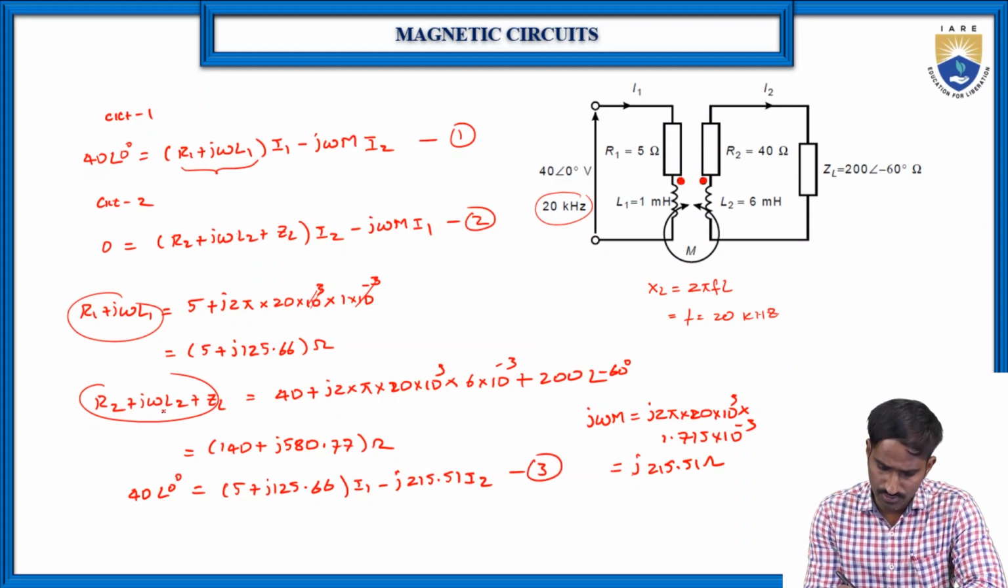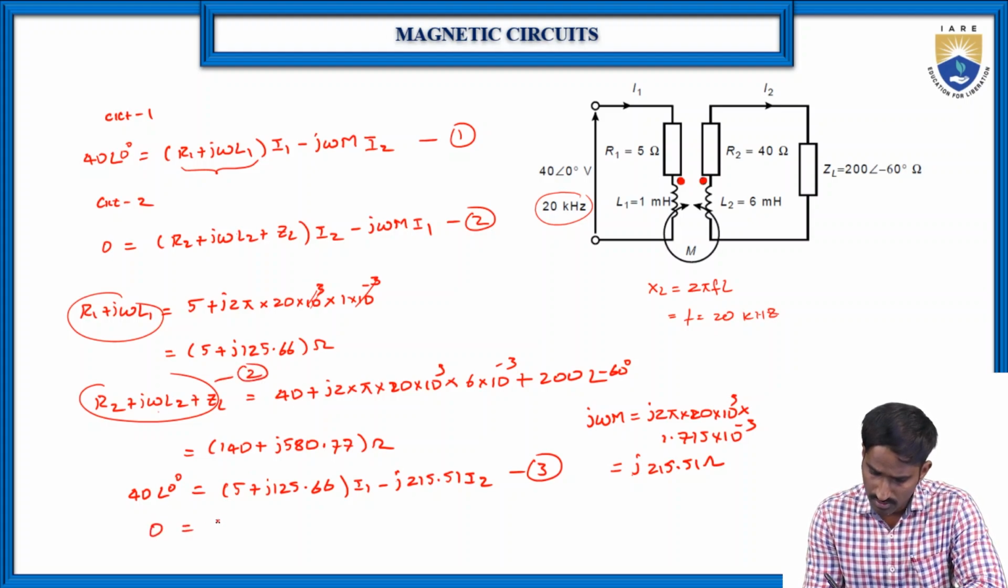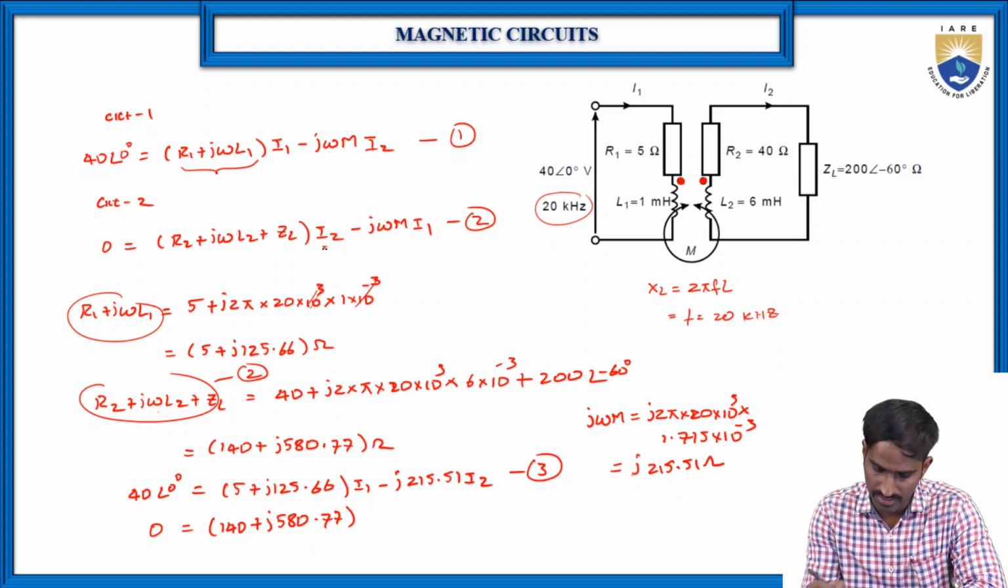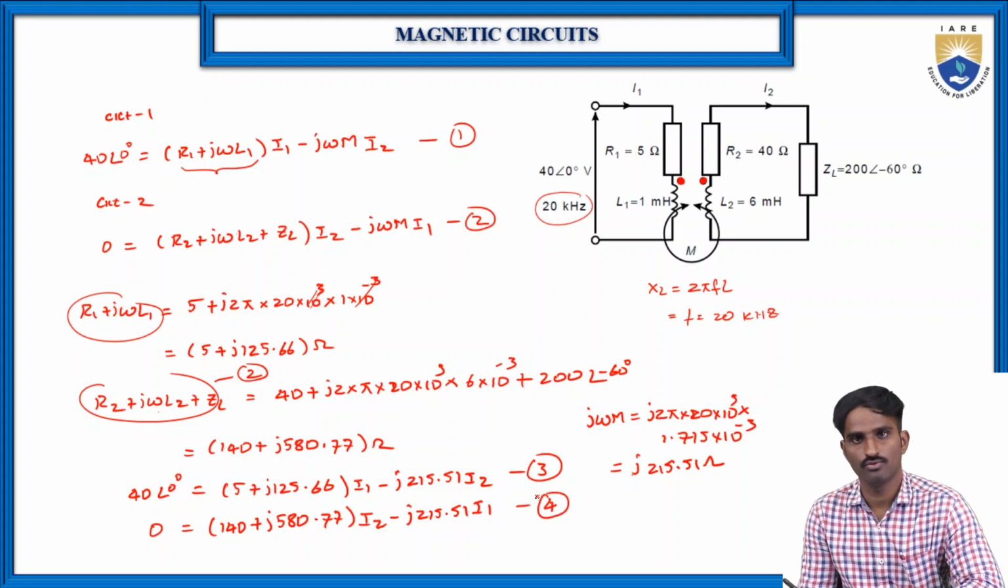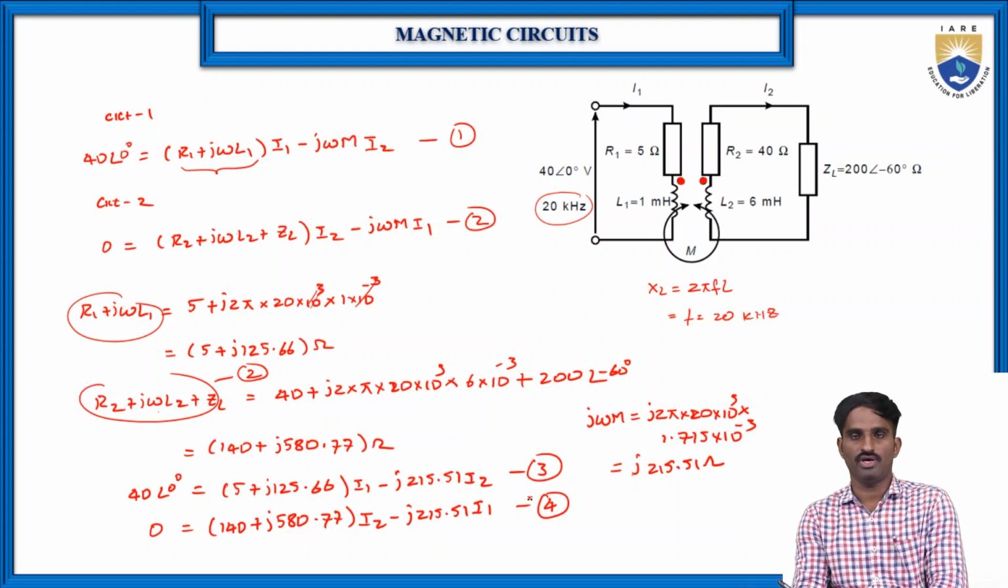Similarly, if you substitute these values in equation number 2, it will become 0 is equal to 140 plus j580.77 into I2, minus again the j omega M value, j215.51 into I1. This is equation number 4. Now we are going to solve equation numbers 3 and 4. By solving equations 3 and 4, we can find the values of I1 and I2.